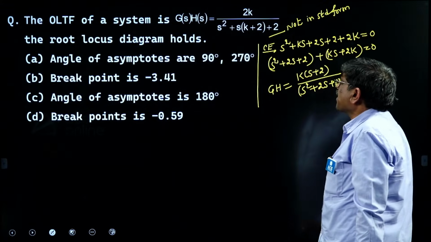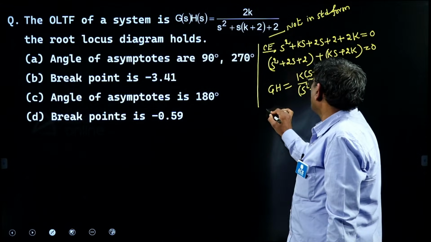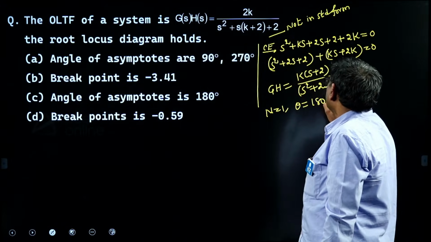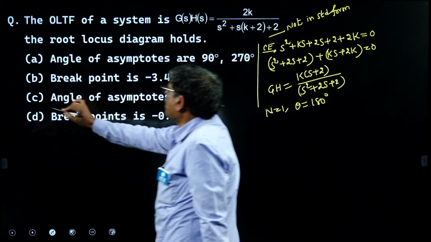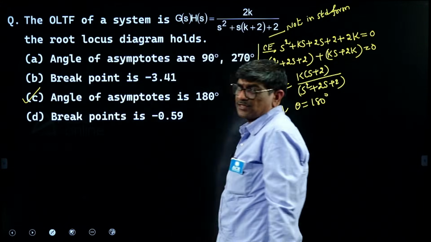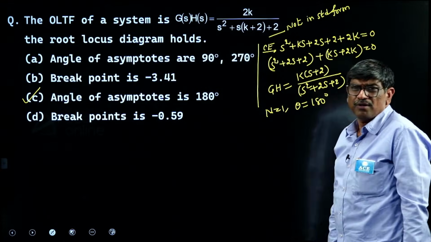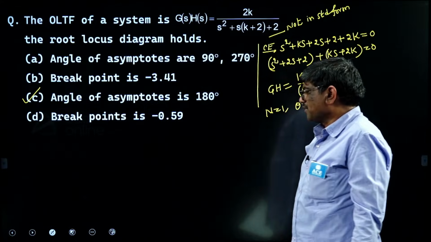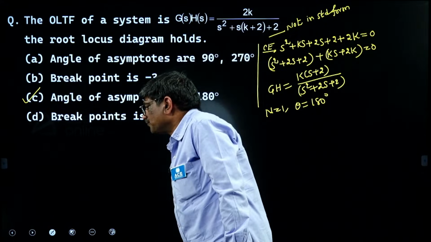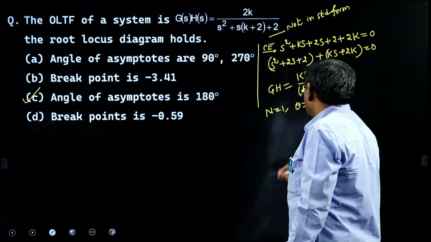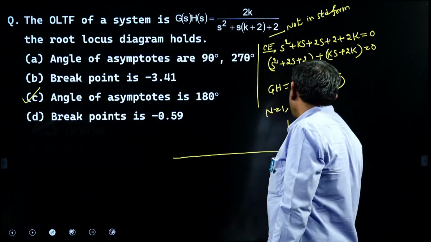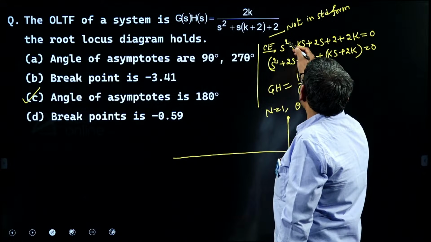So now tell the number of asymptotes, how many? Only one. So the angle of asymptote, how much? 180 degrees. That means option C is correct. Next, it is related to MSQ, so you have to check the breakpoint also. B and C, very good. For the breakpoint, the simple logic is dk by ds, you can find. Another thing, see here what happened?